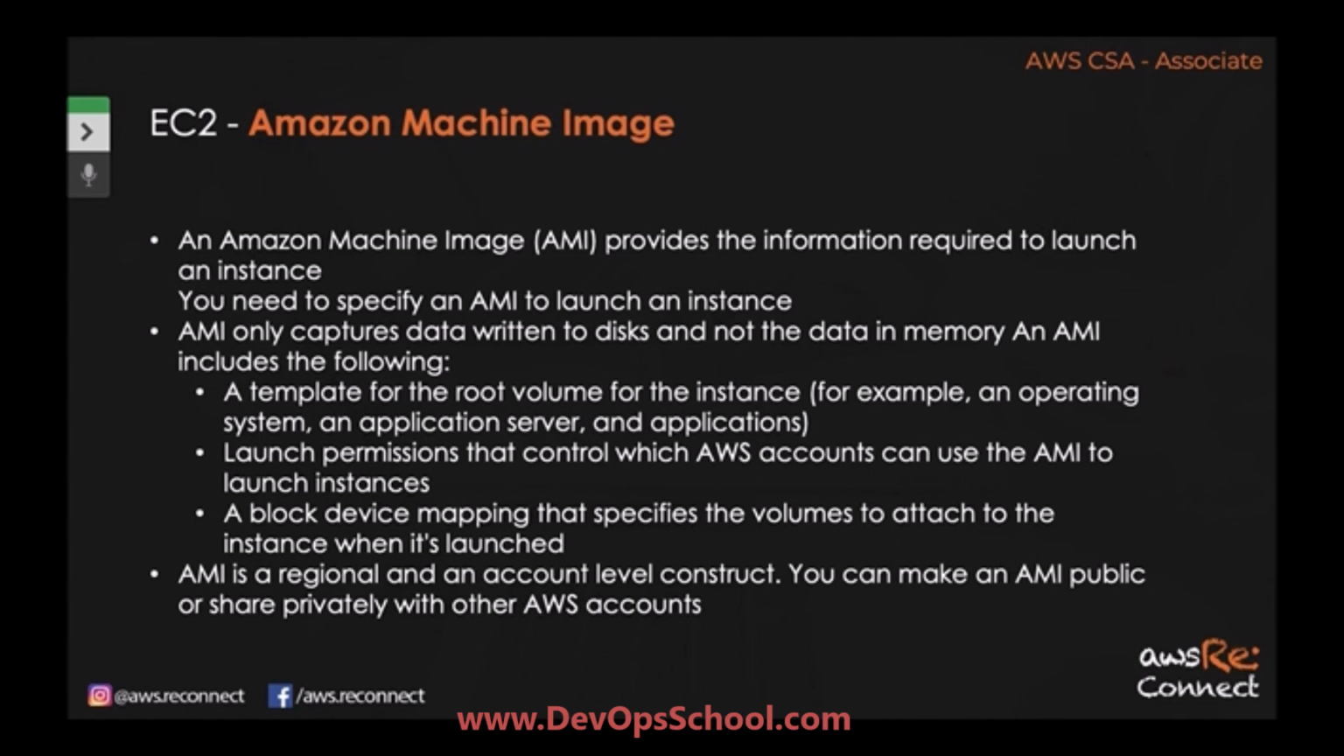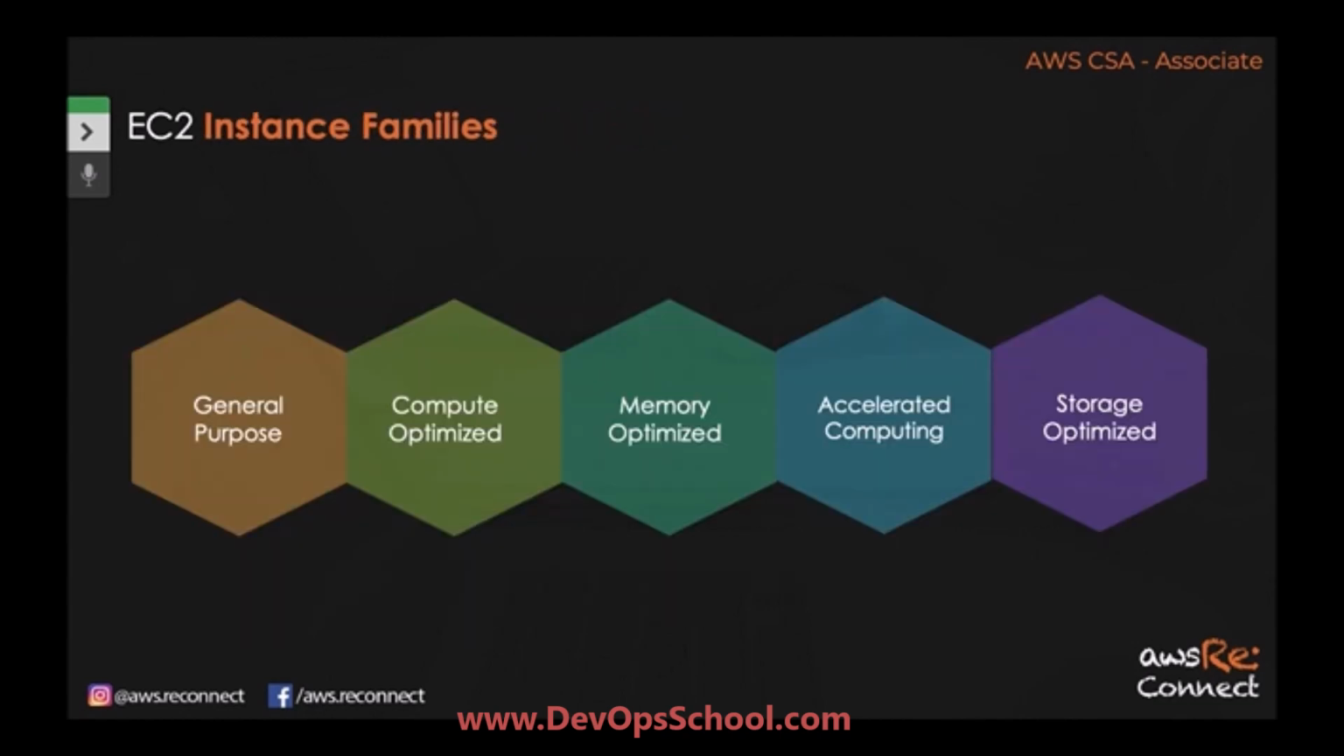Okay. So next is EC2 Instance Families. There are different types of instance families present. Some are for general purpose, some are compute optimized, then memory optimized, accelerated computing, and storage optimized. Each instance family is designed for a specific purpose. General purpose is a mixed combination of storage plus CPU plus RAM. It's a general mixed combination of all the services.